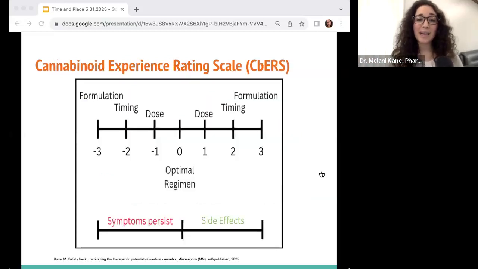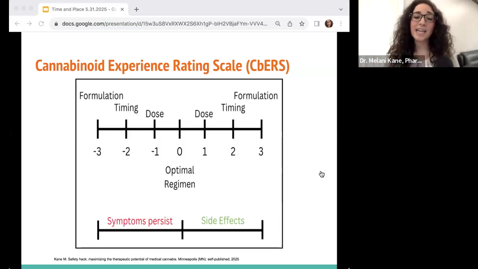And so I've developed the cannabinoid experience rating scale. I affectionately call this CBERS. And this just helps clinicians identify which component of the regimen might need to be adjusted. Because if the patient is doing well, there's no bothersome symptoms, no bothersome adverse reactions, that's a CBERS of 0, no dose adjustment needed, continue therapy.